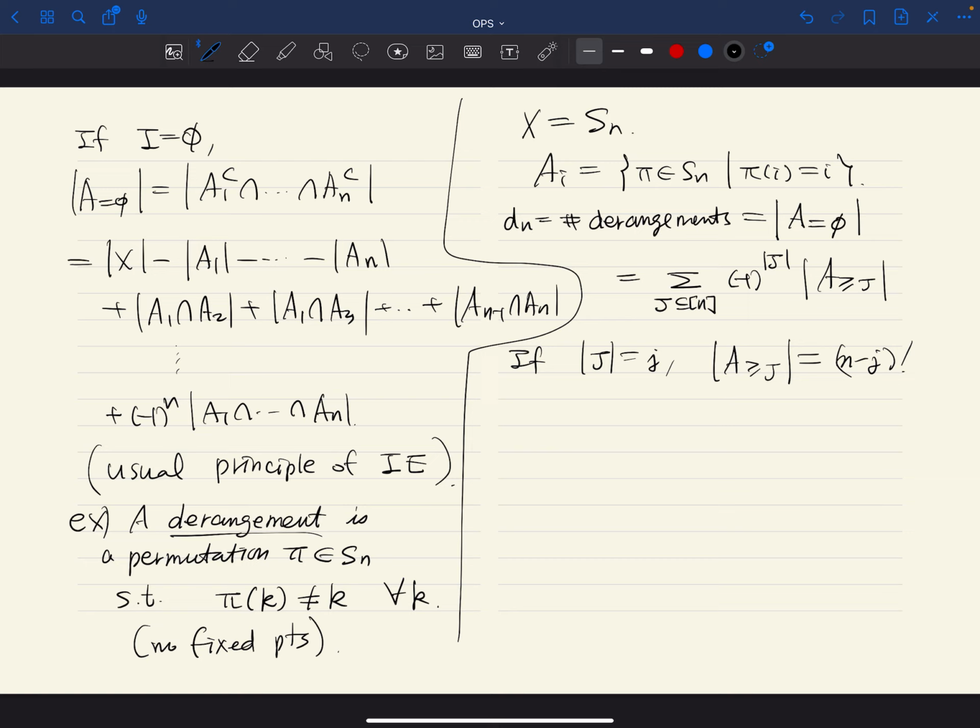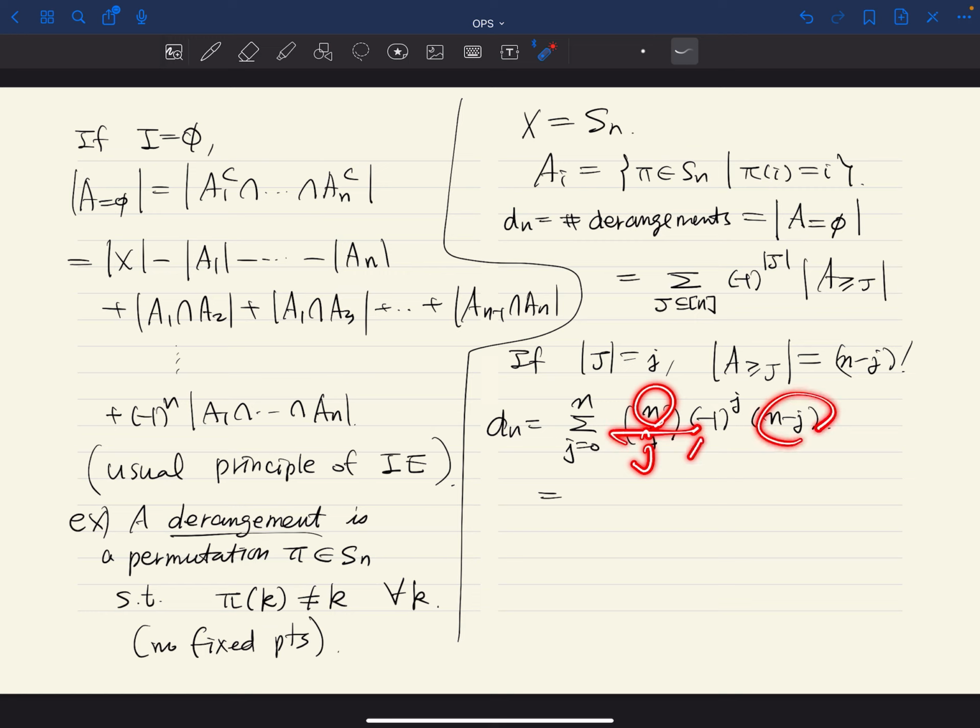Okay? So D_n, but this only depends on j, the cardinality, right? And the number of subsets of cardinality j is exactly n choose j, and the sign is (-1)^j, and we have to multiply by this cardinality. Now we can rewrite this, because this is n factorial over j factorial below, and this will cancel. So this is n factorial times the sum over j from 0 to n of (-1)^j over j factorial.